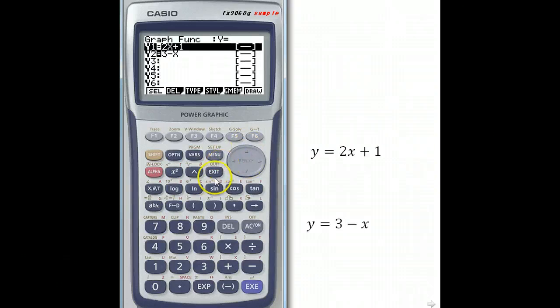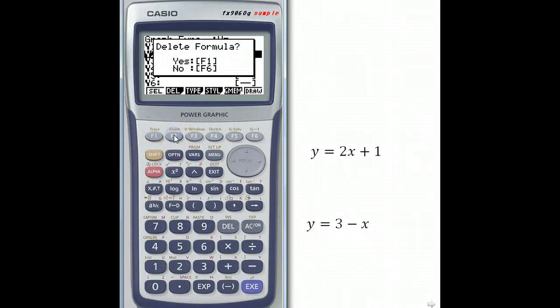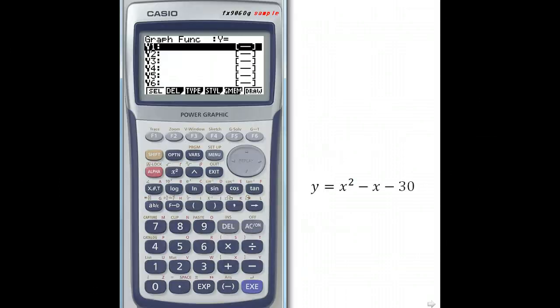All right, let's clear these functions out. Here we can delete. Yes. And let's delete my other function. And let's start with a new function this time. Okay, here's a new function. Let's graph a quadratic this time. So I'm going to graph x squared minus x minus 30. And I'm going to draw.